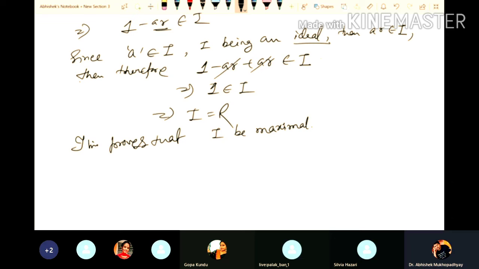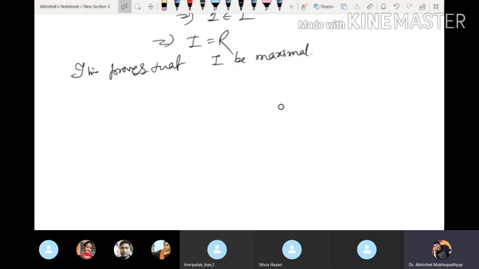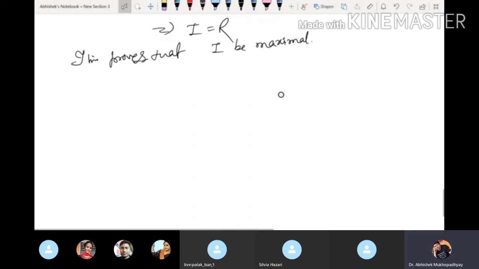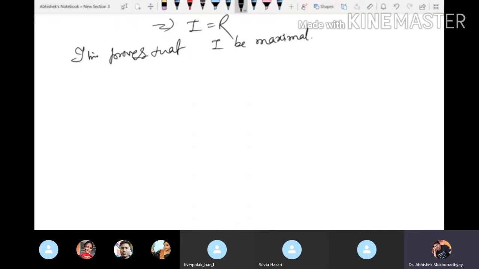So this theorem characterizes the maximal ideals in a commutative ring with unity R, in view of the algebraic structures of the quotient rings. Now, let us have a look at some important problems.